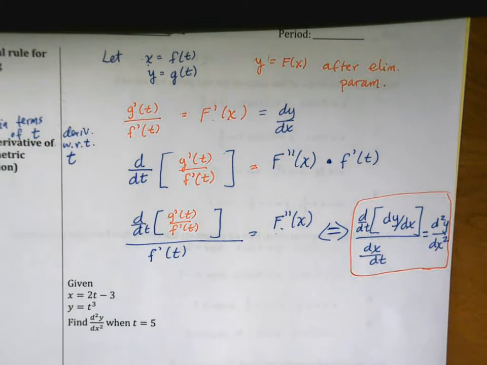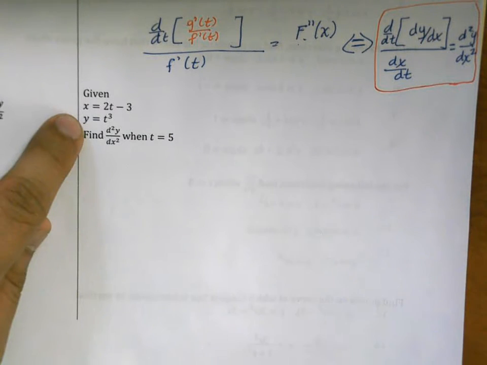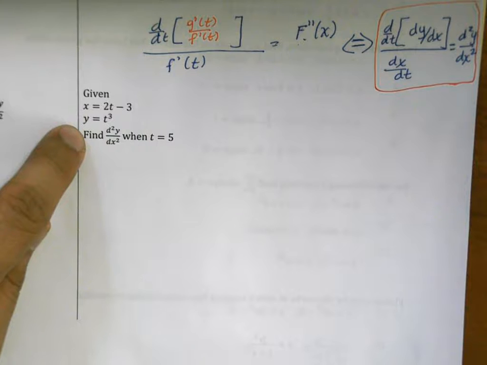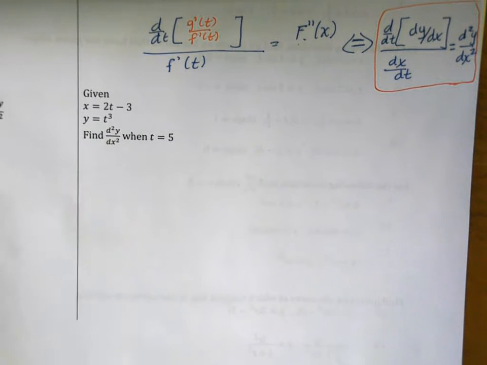So I think I should show you how this idea comes into play with the example that we've seen from before. Given x equals this, y equals t cubed, find the second derivative when t is equal to 5. Now, we've seen this example before where we could just eliminate the parameter, but I want to show you that it is much more elegant if we actually use this complicated mess over here.